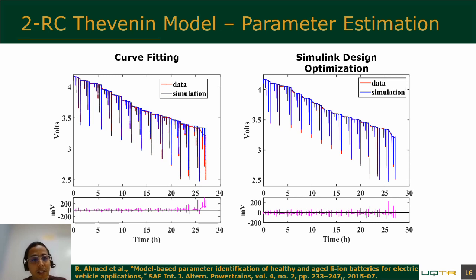Each pulse of the HPPC test is analyzed individually and represents a state of charge level. A set of parameters can be set for each state of charge level. Since we have 68 pulses, we can have the parameters for up to 68 state of charge levels.